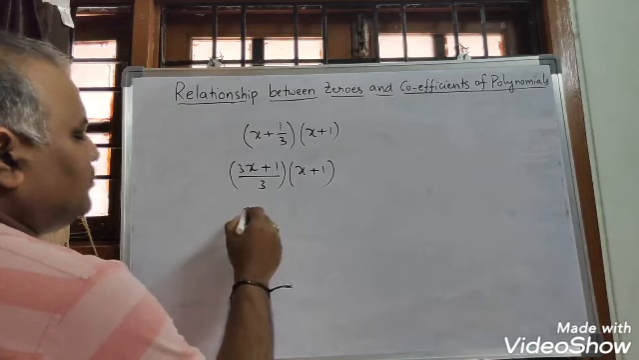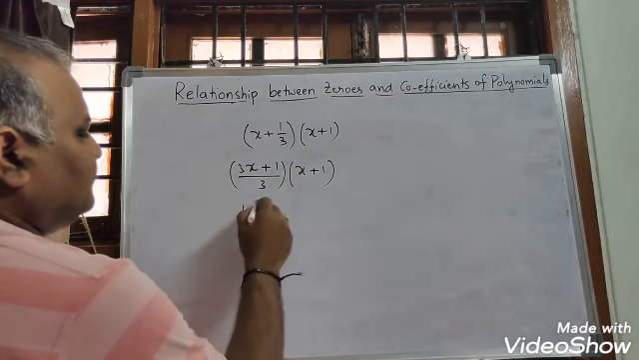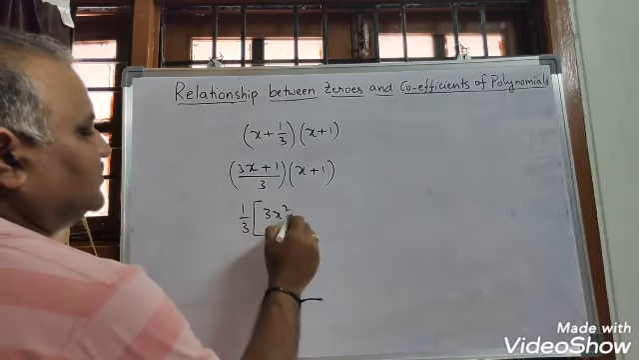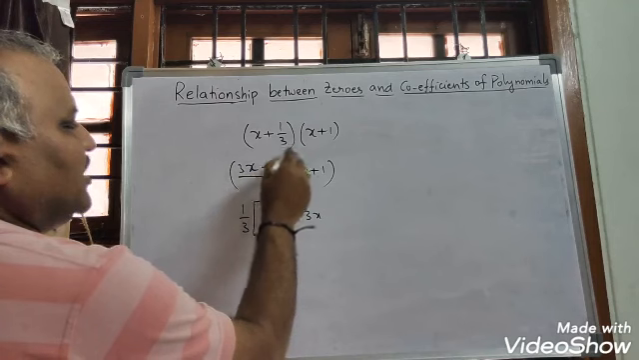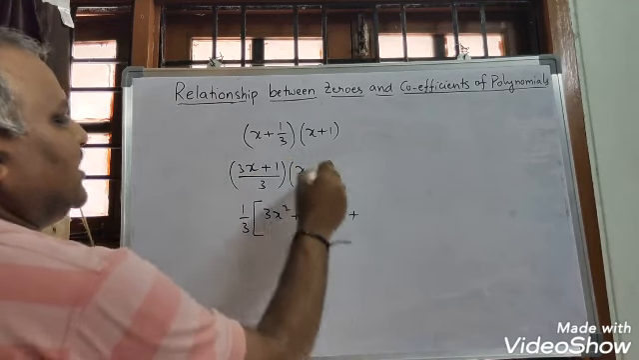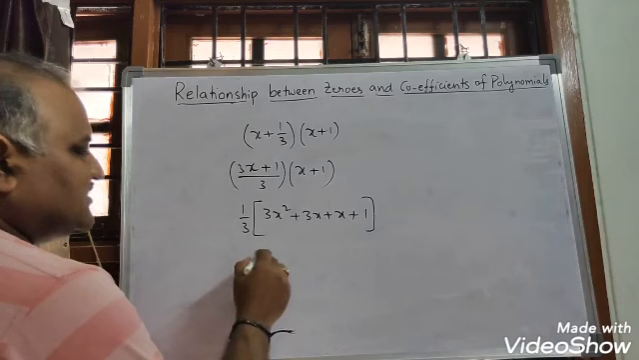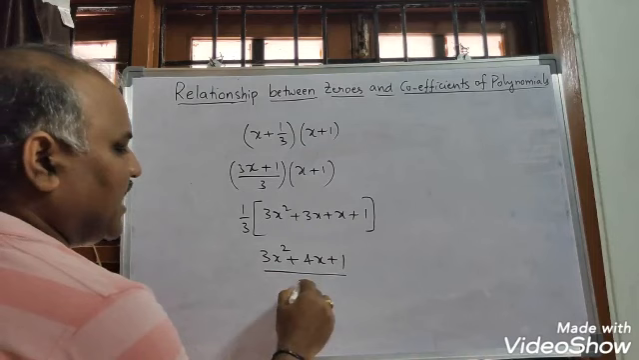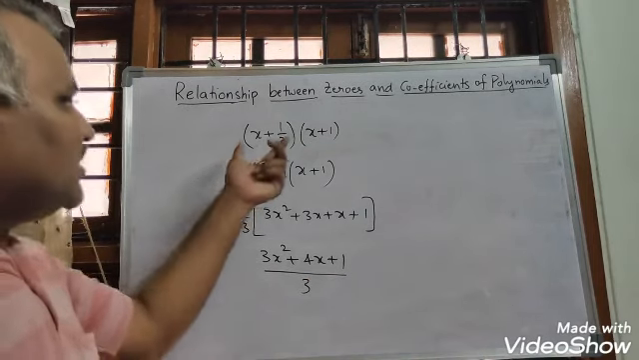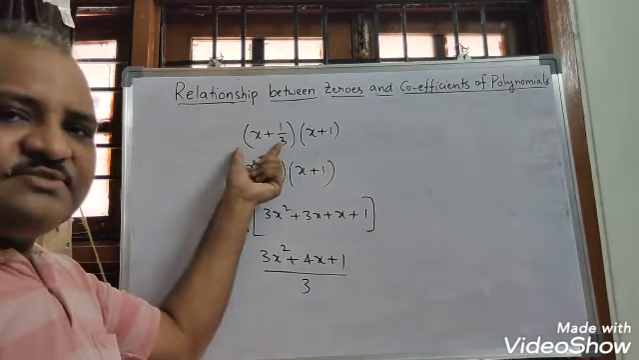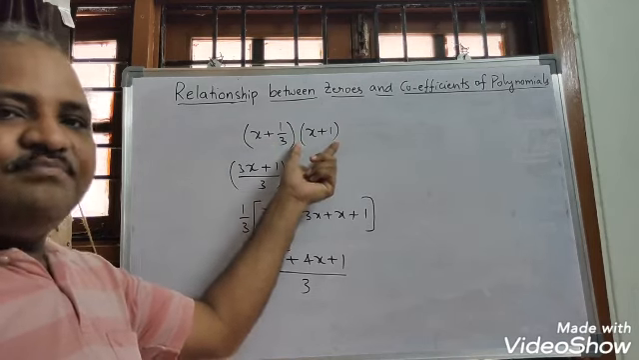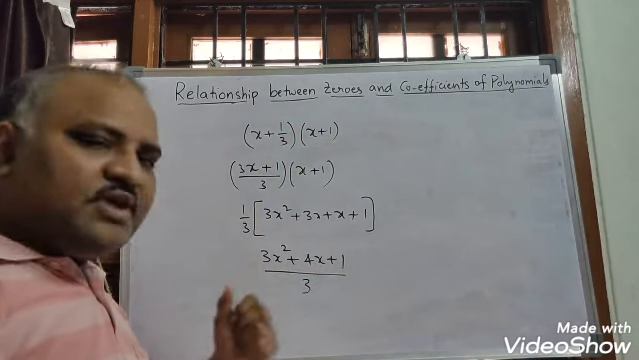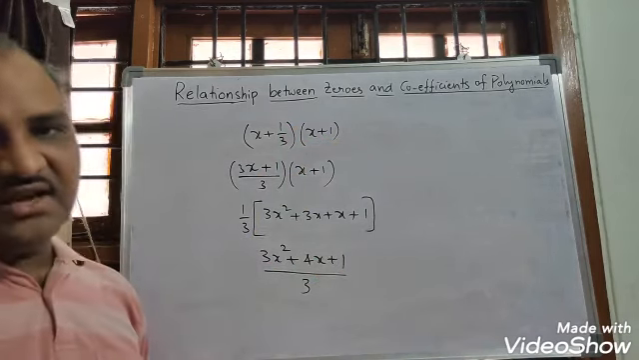Now if you multiply these two, 1/3 of 3x into x gives 3x square, 3x into 1 gives 3x, plus 1 into x gives x, plus 1 into 1 gives 1. So this is nothing but 3x square plus 4x plus 1 whole by 3. So the product of x minus alpha and x minus beta is nothing but the polynomial divided by 3 in this case.